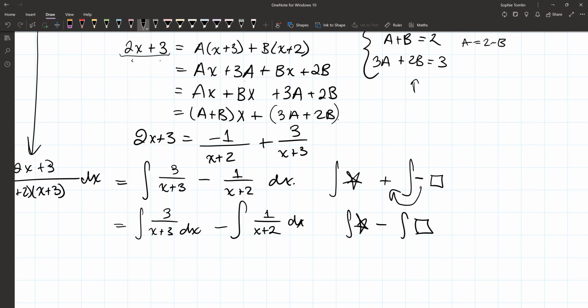Uh-oh, there we go. That's not the eraser, it's the eraser.